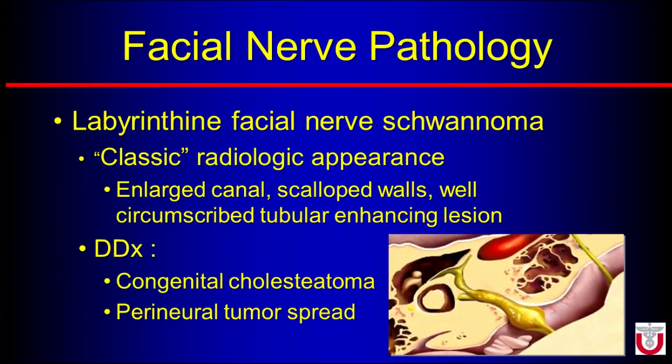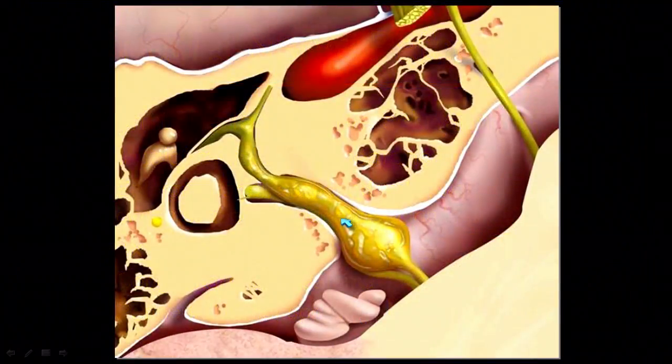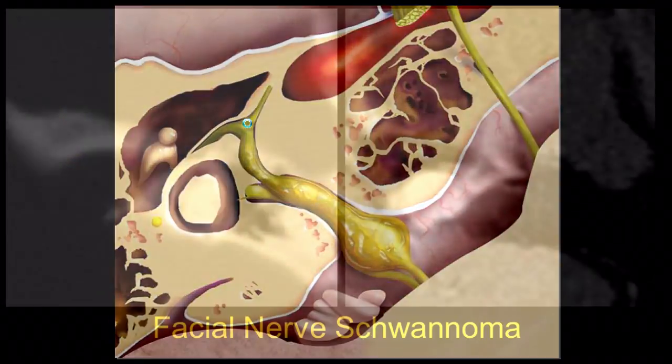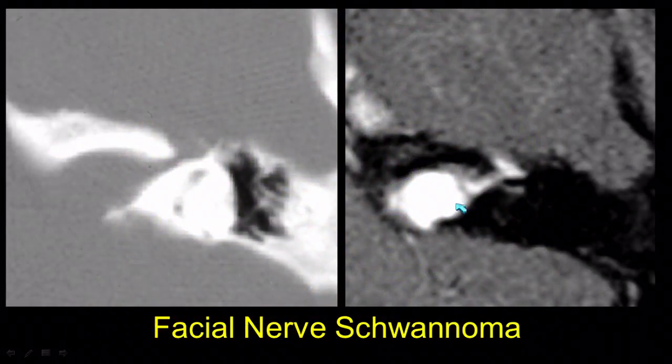So next is the labyrinthine segment. So here we have very dense bone. So this is more of a classic appearance for a schwannoma, where we have enlargement of the canal at that area. And we might think about some other pathologies like a congenital cholesteatoma or perineural tumor spread. So here's a graphic showing a lesion that's not only in the cisternal and canalicular segments, but it's also extending along the labyrinthine segment to the anterior genu. And here's a case. Here's the axial CT and the correlating post-contrast MR. We see avid enhancement in the IAC along the labyrinthine segment and at the geniculate ganglion, consistent with a facial nerve schwannoma, avidly enhancing and enlarging and scalloping the bones around it.